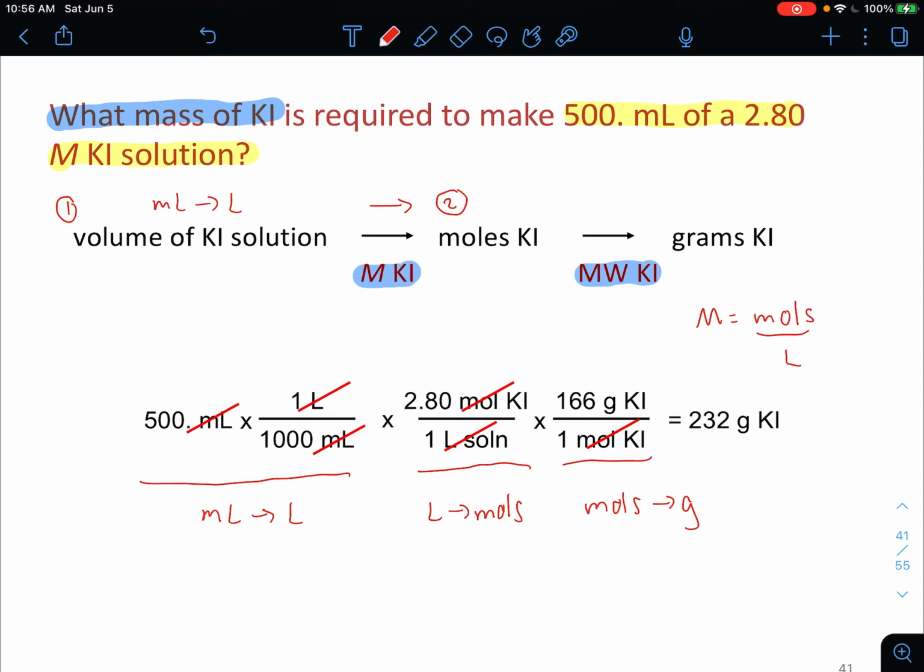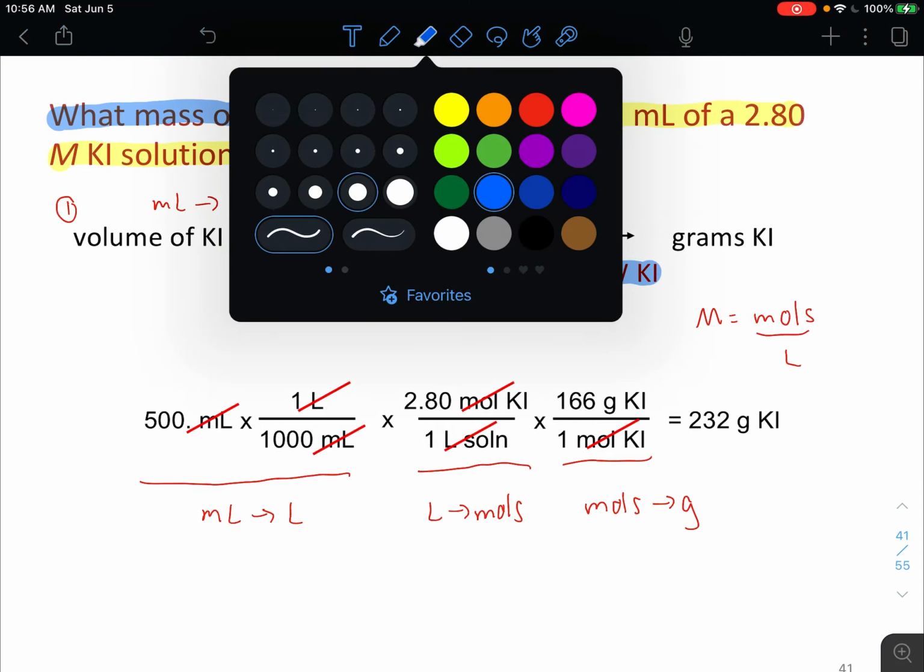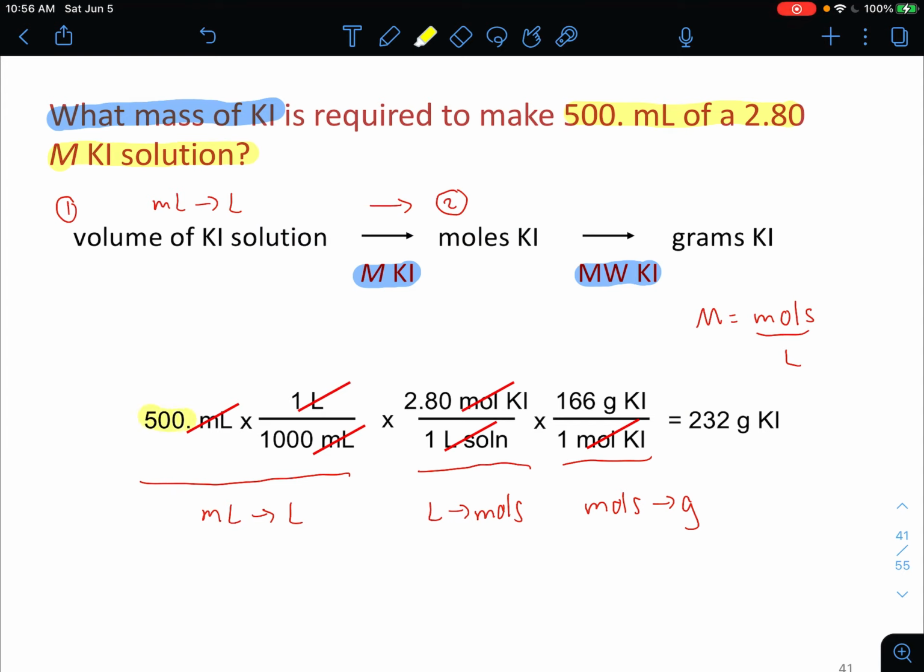So when we follow this calculation across 500 milliliters, I convert it into liters by dividing by 1,000 milliliters. Then I'm in liters. I multiply by the molarity to get out of liters and into moles. And then in the last step, I go from moles to grams. So when I'm all done, I have grams left.